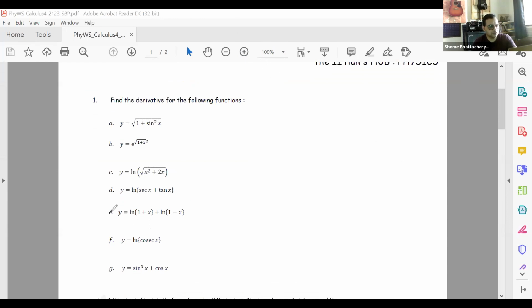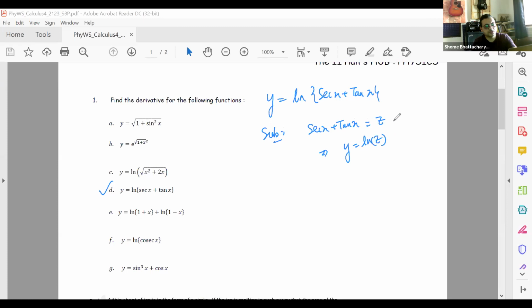Okay, fine. Let's do this one. Part D. In a sense, we just do a single substitution. The function ln is applied to the function sec x plus tan x. Okay, we'll do C also. So let me do this first. We substitute sec x plus tan x as z. So y becomes a simple function. It just becomes ln of z. So once you've done this substitution, you can see that your chain rule step is very easy.